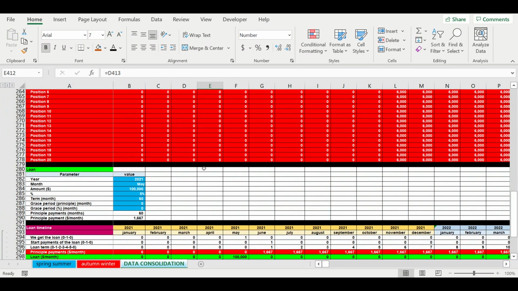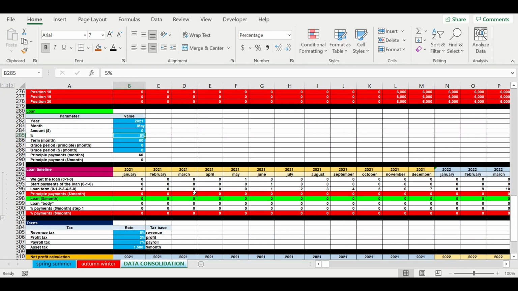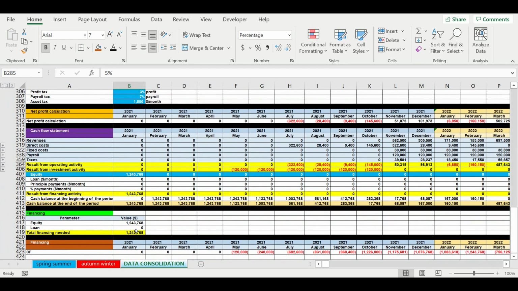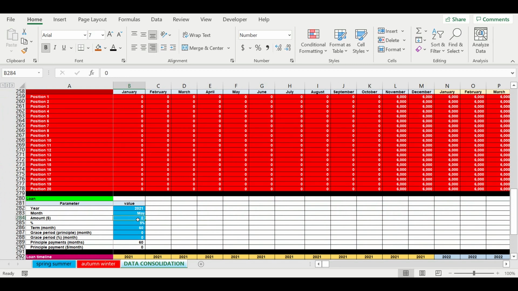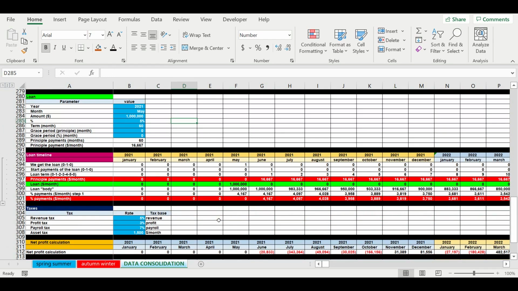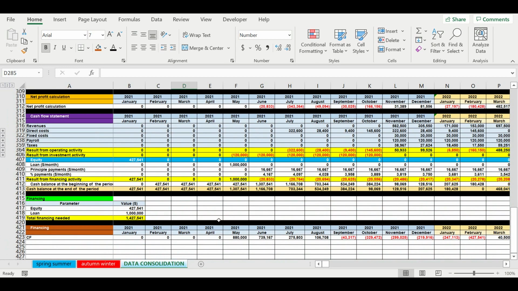If we avoid the loan, we just change it, so we can easily create different scenarios and see how the amount of financing will change if we create different stress tests for our financial model.